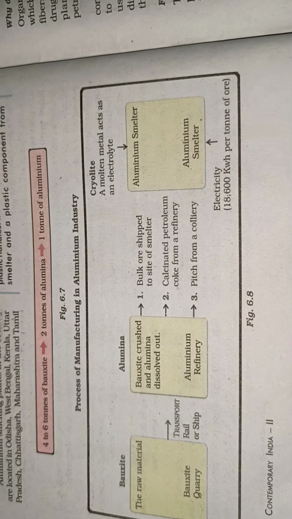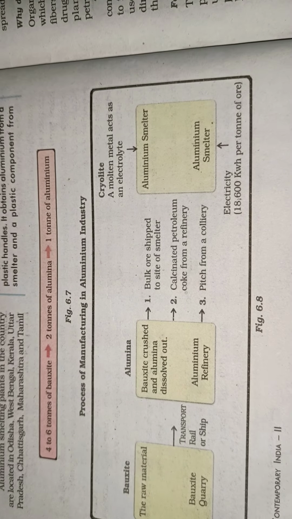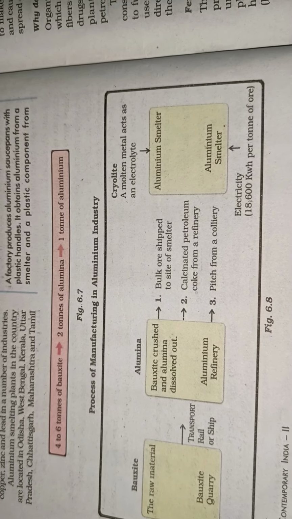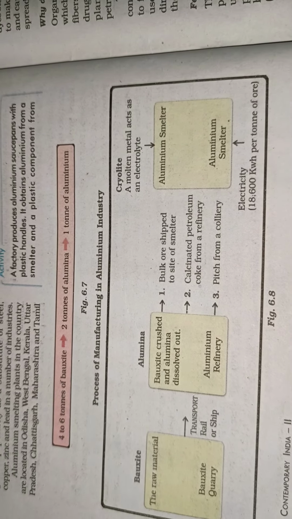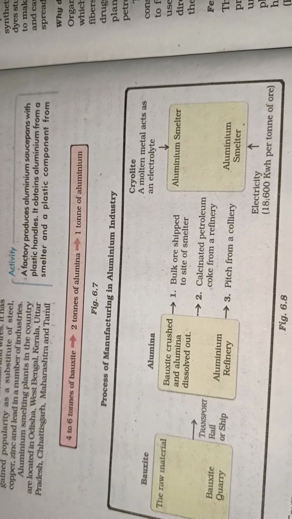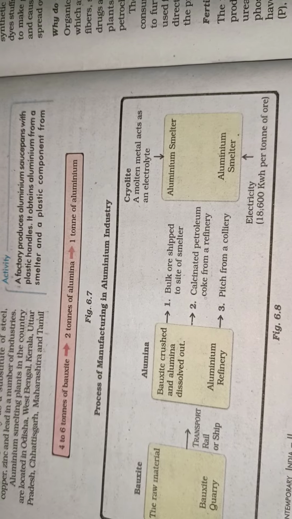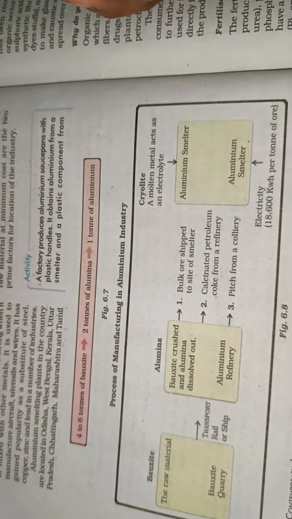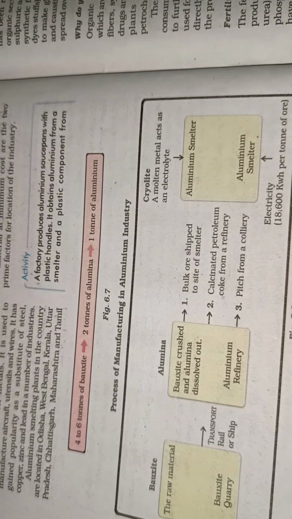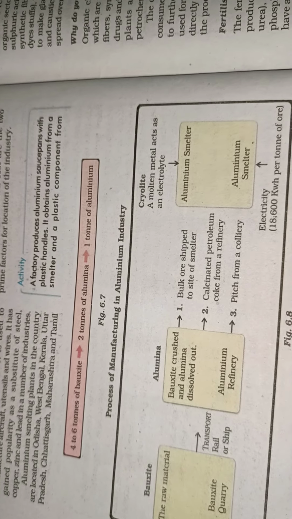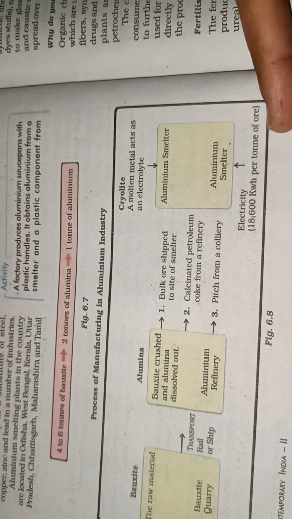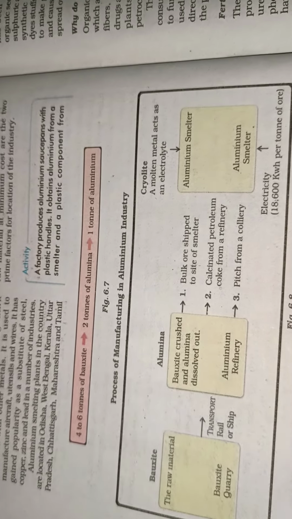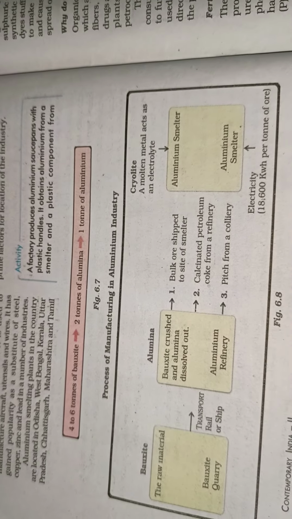So one point is the bulk ore shipped to the site of a smelter, and calcinated petroleum coke for refining is brought from a quarry. Then cryolite, a molten metal, acts as an electrolyte, and an aluminium smelter uses electricity, 18,600 kilowatt hours per tonne of ore. So if you see, the molten material that is found after the bauxite is electrolyzed, seeing the negative and positive charges, so that the impurities get removed, and with this amount of electricity, it is purified and turns your bauxite into aluminium. Alright, and its strength is increased by mixing with metals.